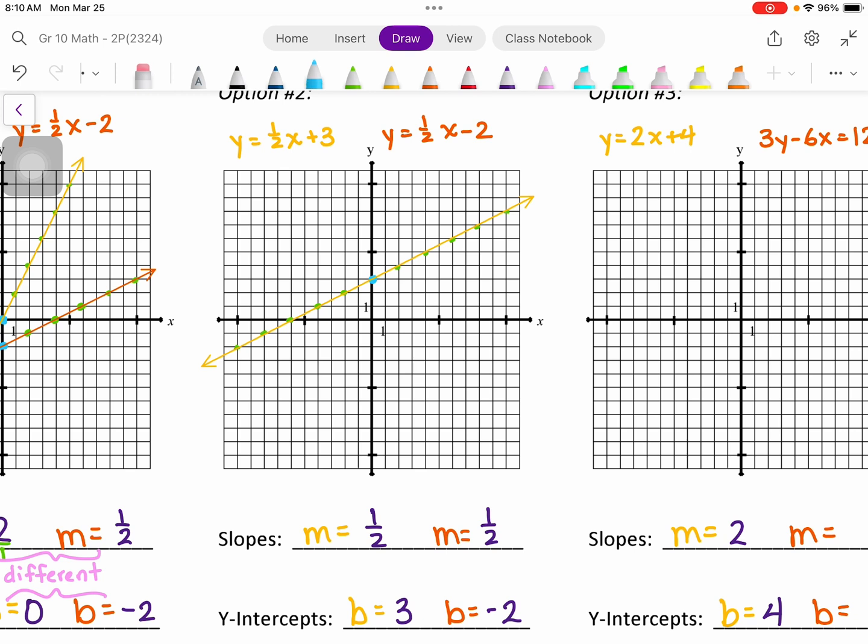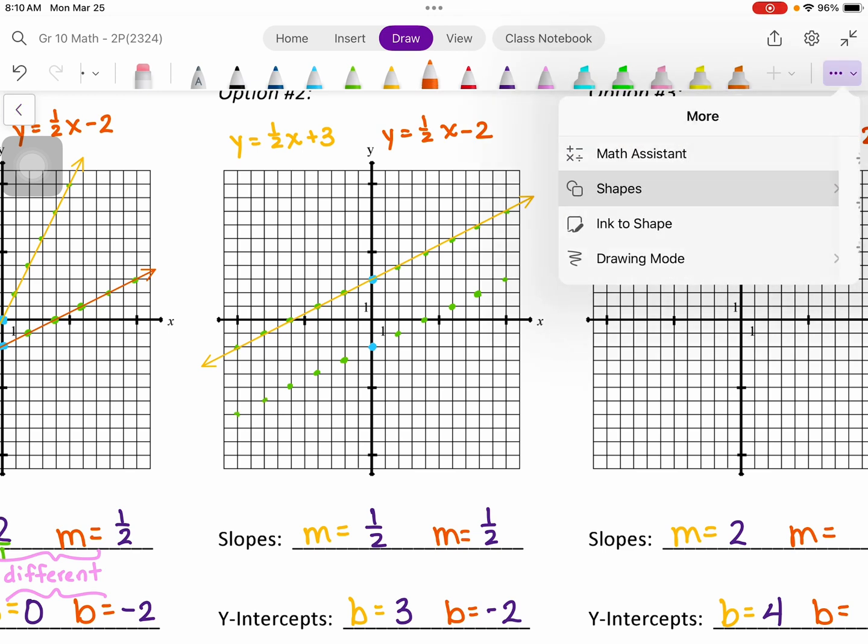Okay, next one. B is -2, so along my y-axis I find -2, and I'm using, once again, up 1 over 2 as my rate of change, going on in the opposite direction as well, down 1, left 2. And once I have enough points, I'll draw in my line.